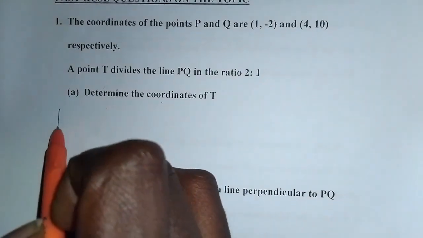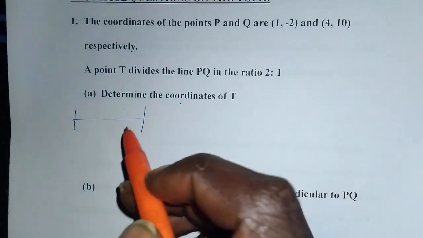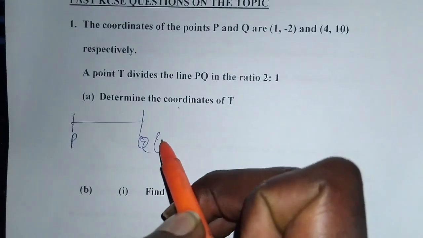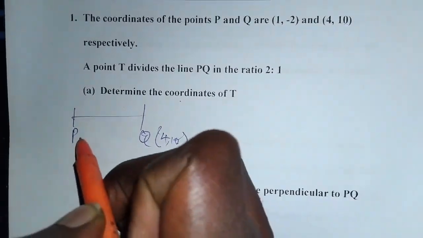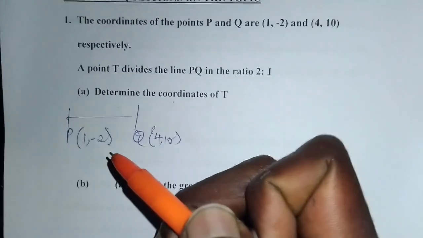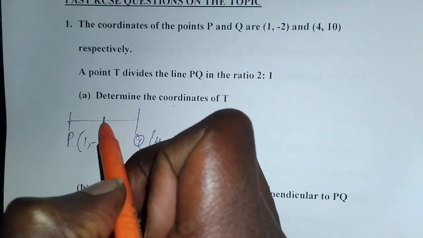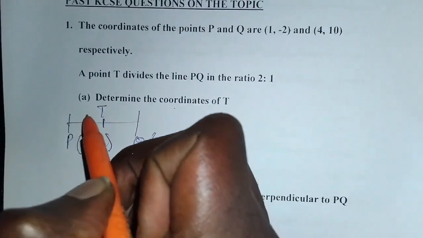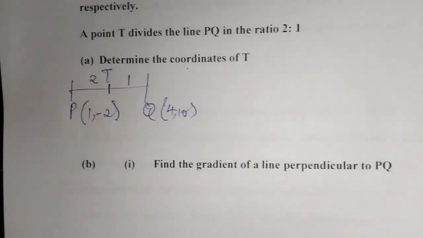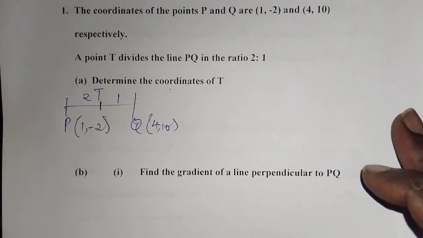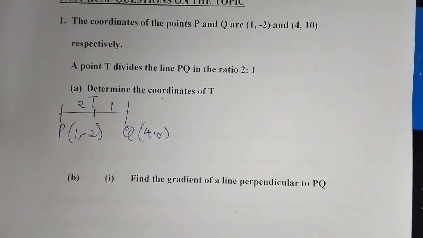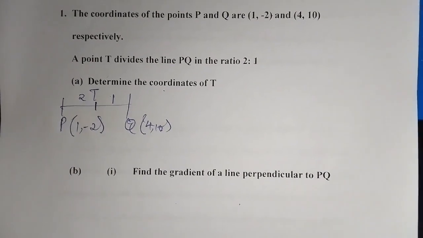So we have point P and Q. Q is (4, 10) and P is (1, -2). And you have a point here, point T, which divides this line in the ratio 2:1. So we have two different methods of solving this question. So we are going to look at both methods.